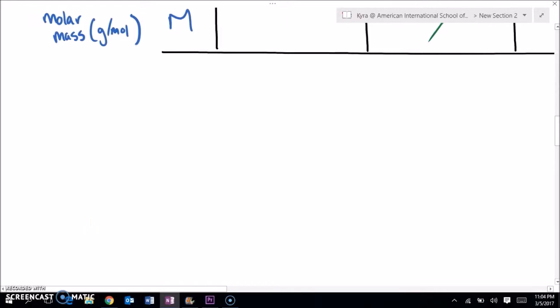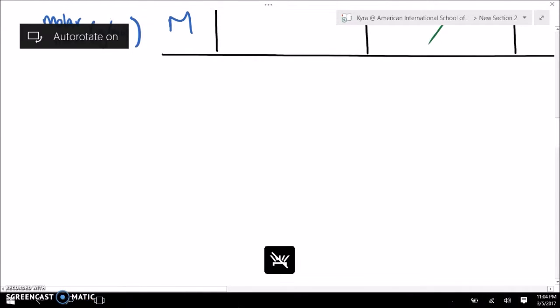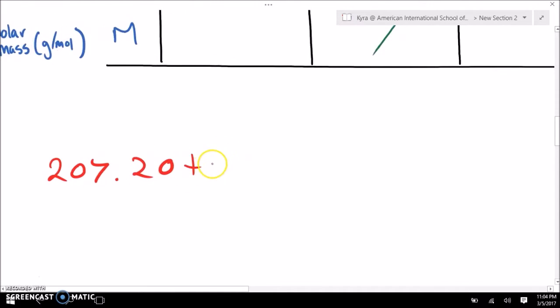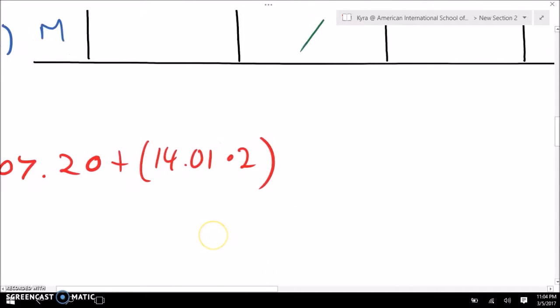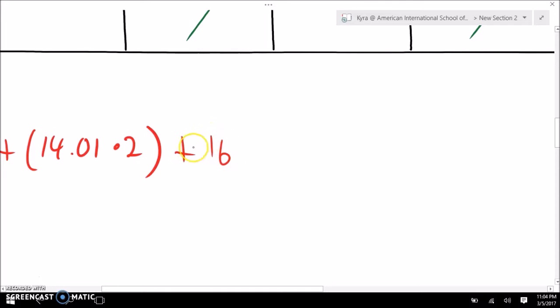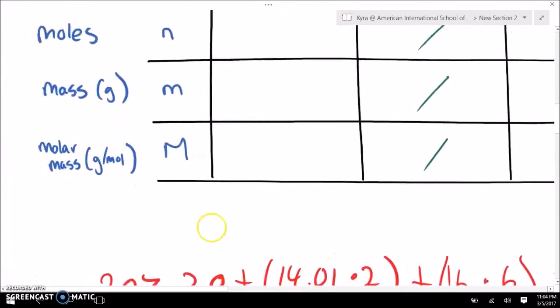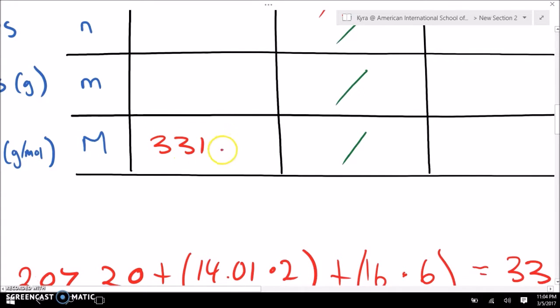For lead nitrate, the molar mass would be equivalent to the periodic table masses added together, since molar mass and the periodic table mass are relatively the same. So we would get lead, 207.20, plus 14.01 times 2, which is the nitrogens in the compound, plus 16 times 6, which is the oxygens. This would equal 331.2. So we can plug that in right here, 331.2.